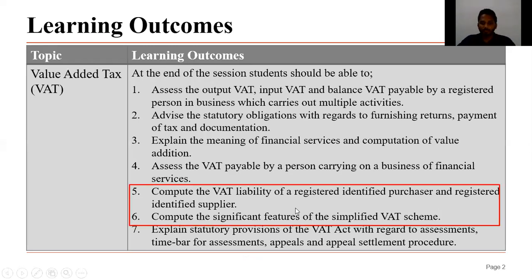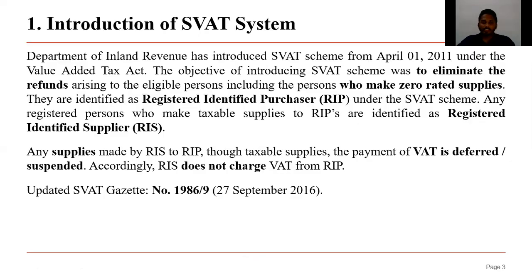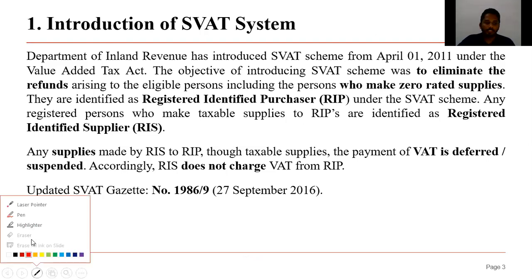Today we are going to compute the VAT liability of the registered identified purchaser, that means RIP, and the registered identified supplier, and the significant features of the SVAT scheme. So basically we will go through these things. First of all, the introduction: SVAT came into effect from 1st of April 2011 onward.